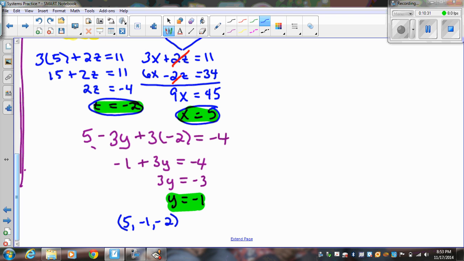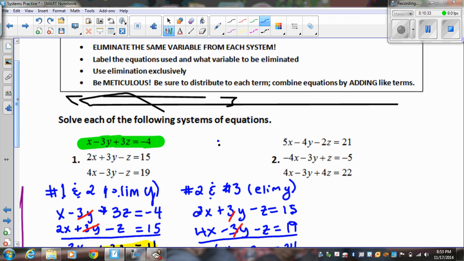So again, the key to success here is making sure that you eliminate one variable from each of those two sets of equations to get down to a two-variable system. Please try number 2.